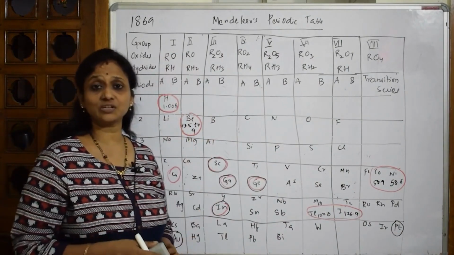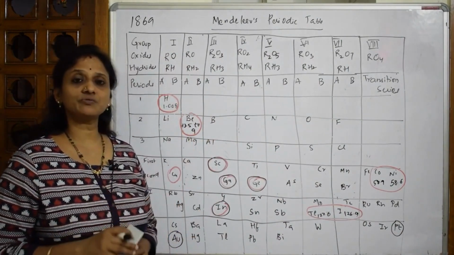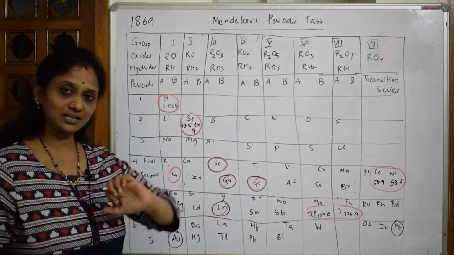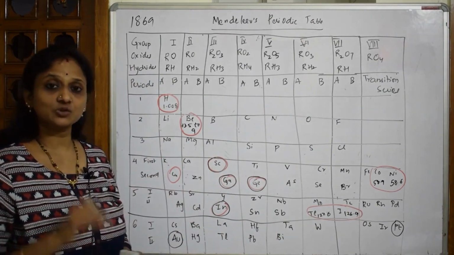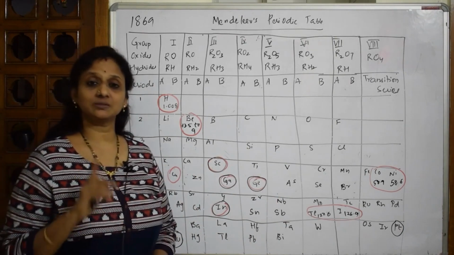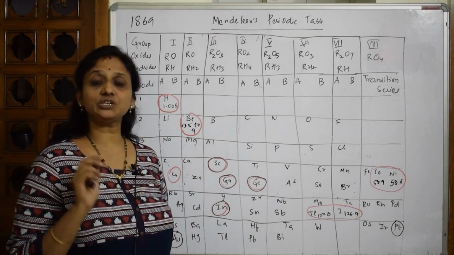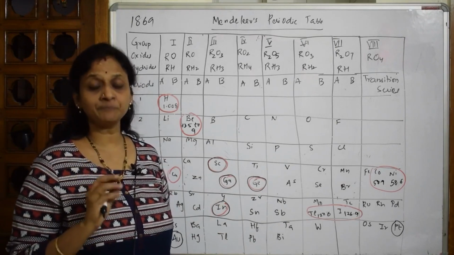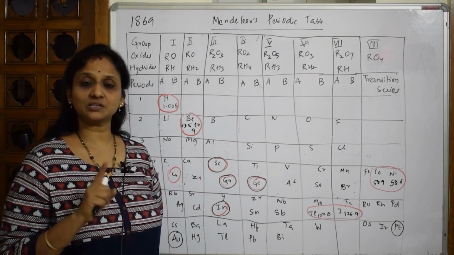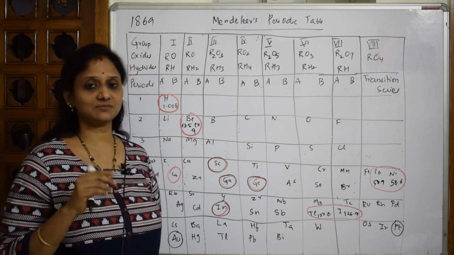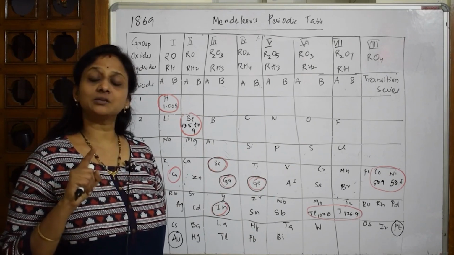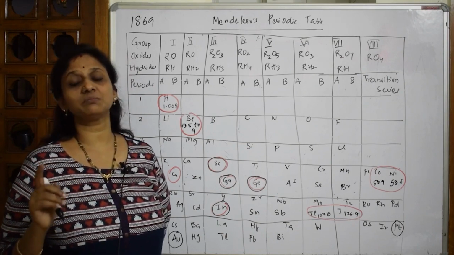Now you need to write the definition. Whenever you're writing a definition, try to put it in inverted commas, and write it word by word. According to Mendeleev, the properties of the elements, both physical and chemical properties, are the periodic function of their atomic masses.